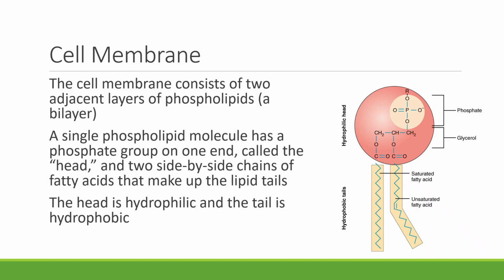So it consists of two layers of phospholipids, what we call a bilayer. And so looking at that molecule over on your right, you have the phosphate molecule, which is the round circular thing that you see. And then you see the two tails, and the tails are the fatty acids. So that's where we get the name phospholipid, because it's a phosphorus and a lipid put together. The head is hydrophilic, meaning that it likes water, and the tail is hydrophobic, meaning that it doesn't like water.